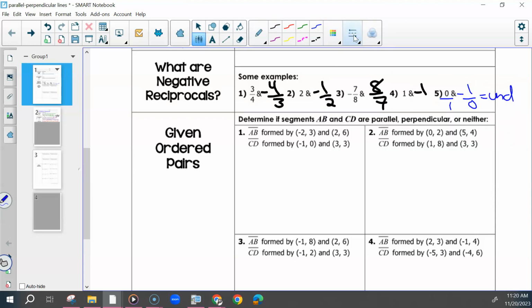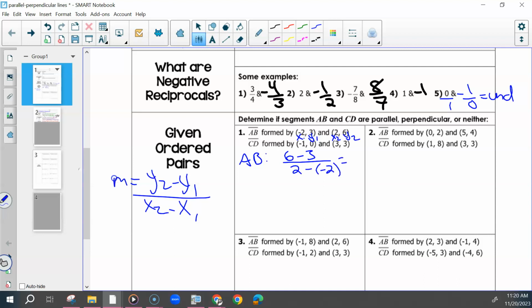So as a reminder, to find your slope, that is your y2 minus y1 over x2 minus x1. So I'm going to label these, you can if you so choose to. And then find the slope of line AB. Where's the line segment AB? So this would be 6, actually, let me do this, 6 minus 3 over 2 minus a negative 2. What would our slope be? 3/4.